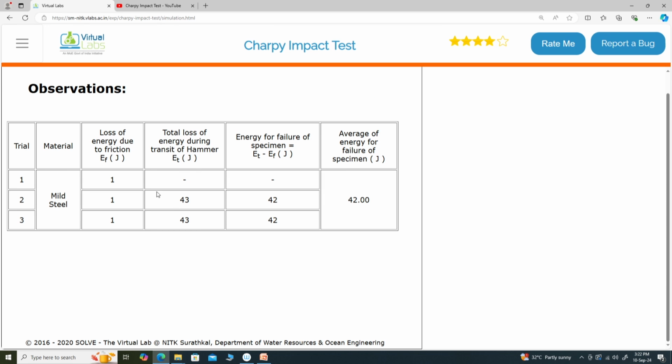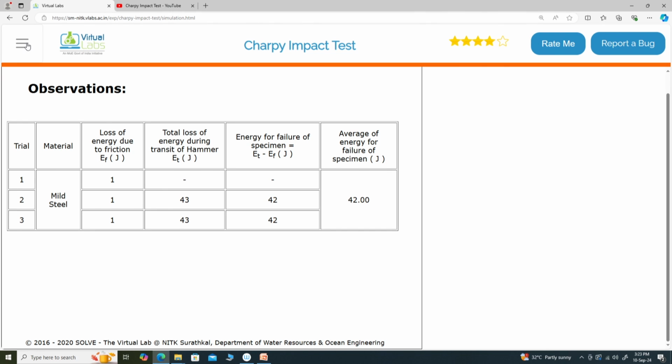For the first trial the result was indefinite because the specimen did not break. In the second and third trials, both gave a loss of energy during transit of hammer of 43 joules. This energy minus the energy loss due to friction, that is 1 joule, is 42 joules each. So the average energy of failure of the specimen is 42 joules. This is the result of the Charpy impact test.